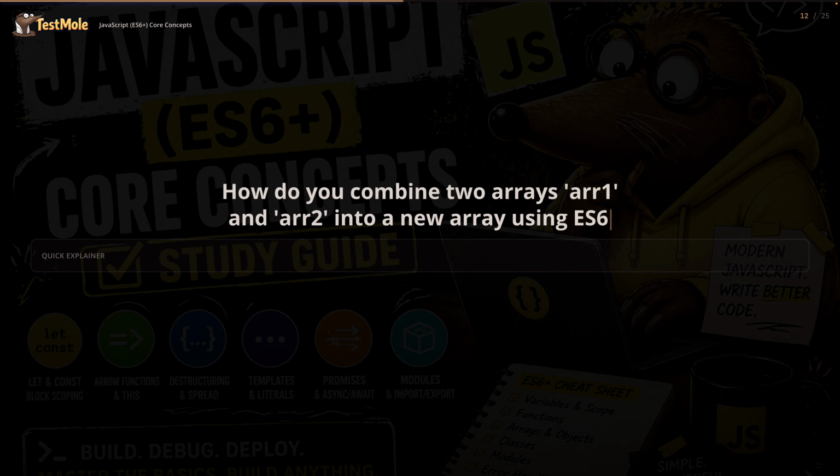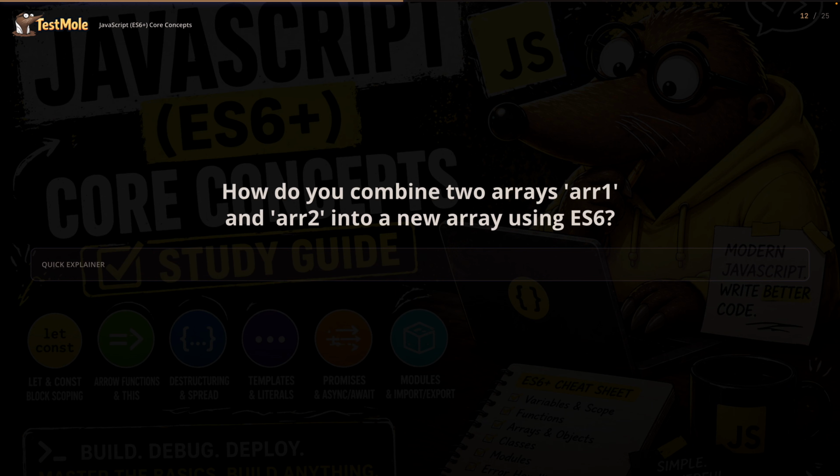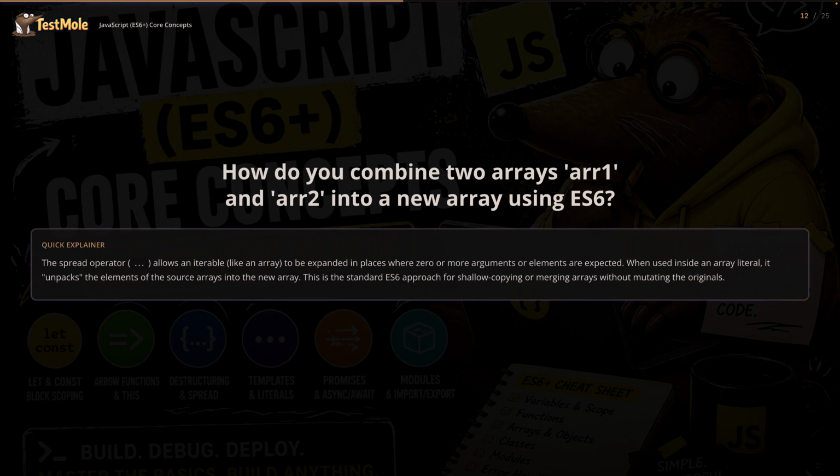How do you combine two arrays, arr1 and arr2, into a new array using ES6? The spread operator allows an iterable, like an array, to be expanded in places where zero or more arguments or elements are expected. When used inside an array literal, it unpacks the elements of the source arrays into the new array. This is the standard ES6 approach for shallow copying or merging arrays without mutating the originals.